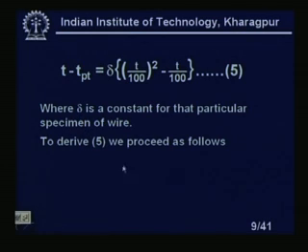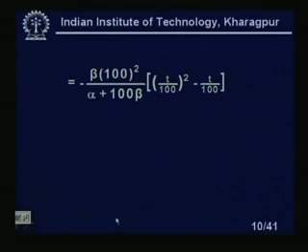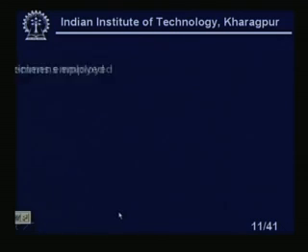Now, to derive equation 5, we proceed as follows. We have T minus T_pt equal to T minus (alpha T plus beta T square) upon (100 alpha plus 100 square beta) into 100. This we actually got from equations 2 and 4. So, this can be equal to minus beta 100 square upon (alpha plus 100 beta) multiplied by [(T by 100) whole square minus T by 100]. Thus, delta in equation 5 is given by delta equal to minus beta 100 whole square upon (alpha plus 100 beta).